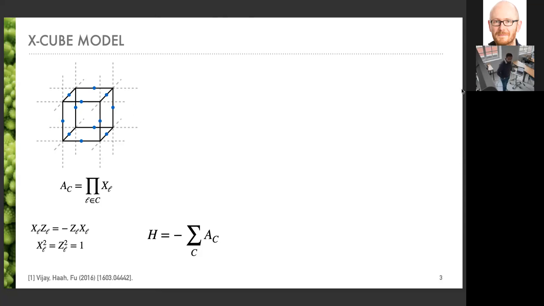Okay, so just imagine a cube, and on the cube there are these links. And on every link there exists a spin. What I mean by spin is there will be a set of Pauli operators. Take them to be sigma x and sigma z, and they have those commutation properties, and they square to 1. So it's like a Z2 system.